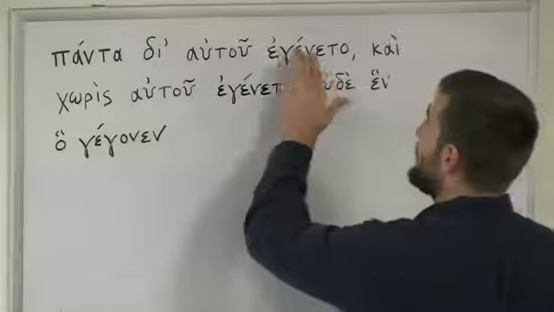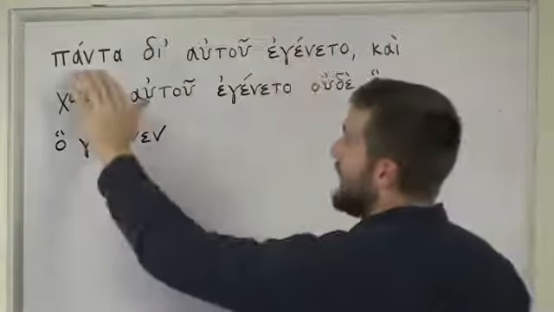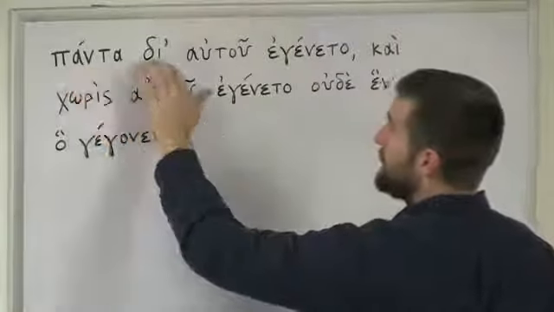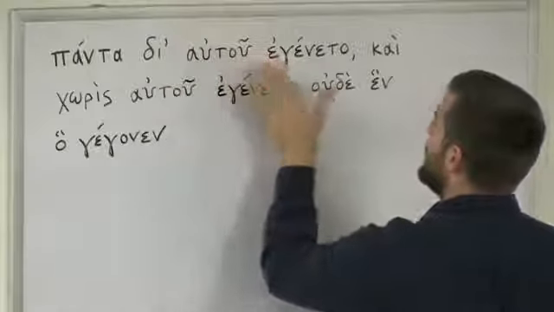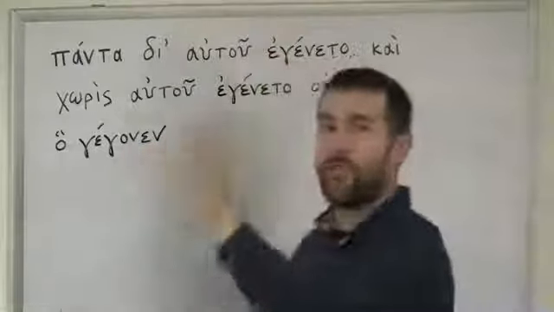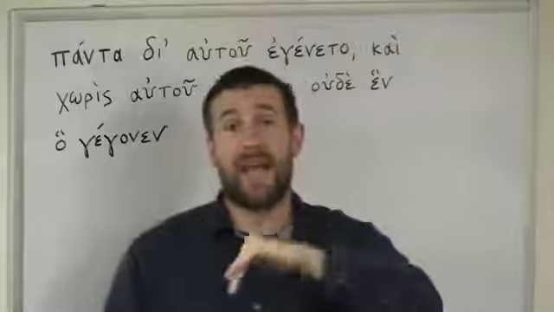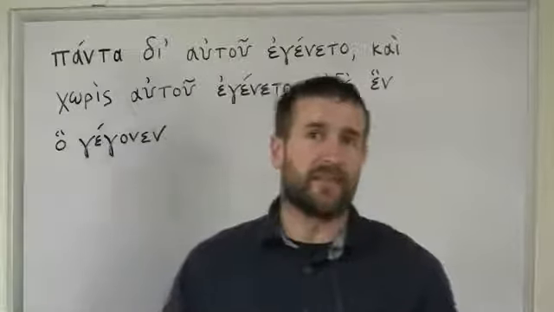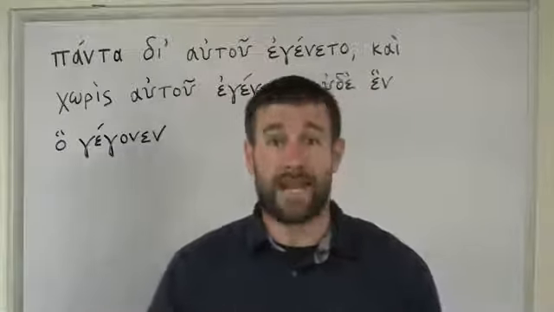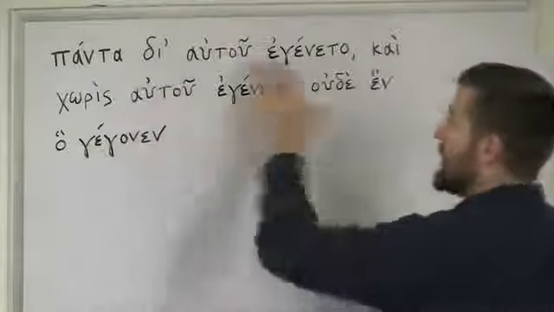But in this case, it means came into being. So what this is saying is panda, all things, διαυτού, by him, αγένετο, came into being. So all things came into being by him. So we would translate that into English as all things were made by him. So that's what that first phrase means.